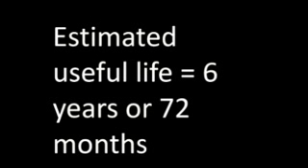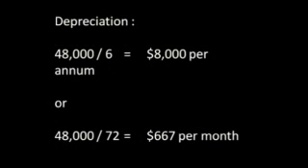Now the second calculation. The useful life is 6 years or 72 months. So, calculators at the ready again. We divide the amount to depreciate by the useful life. $48,000 divided by 6, we get an answer of $8,000. This is the amount we would depreciate each year.